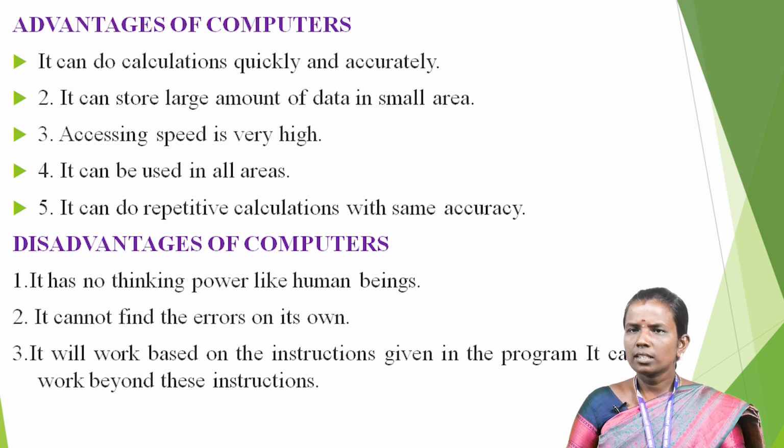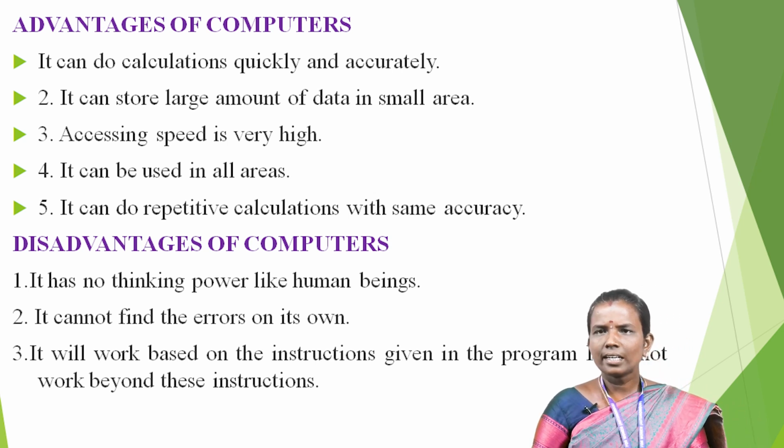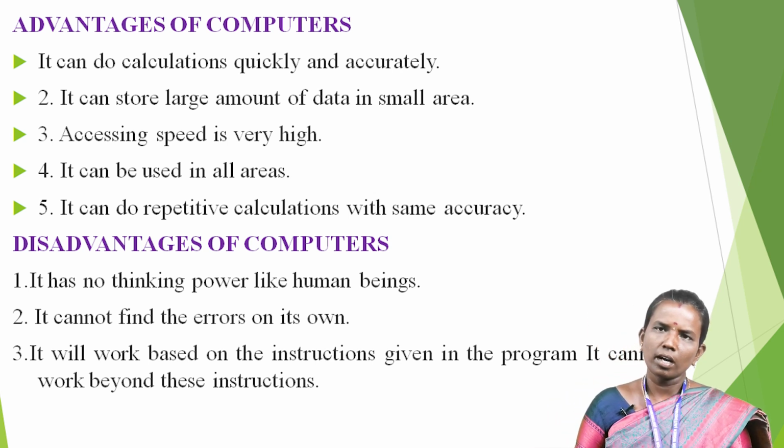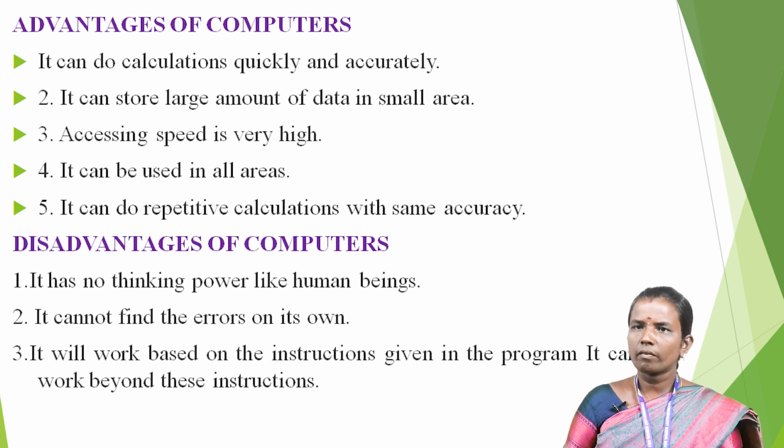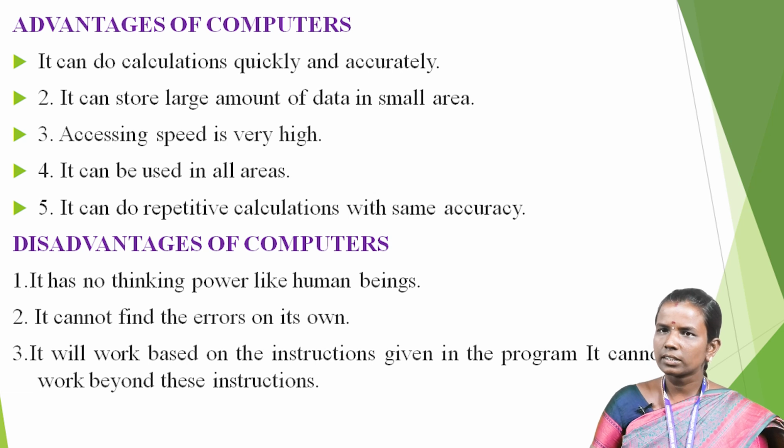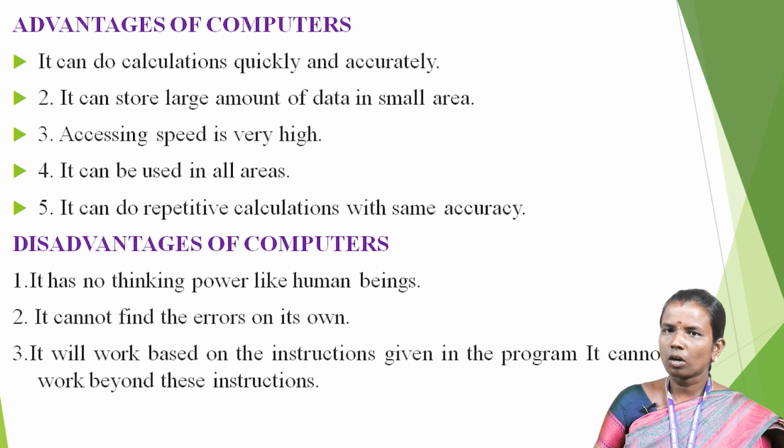The next one is disadvantages of computers. There are 3 disadvantages of computers. The first one is it has no thinking power like human beings. The second one is it cannot find errors on its own. Third one, it will work based on the instructions given in the program. It cannot work beyond these instructions.